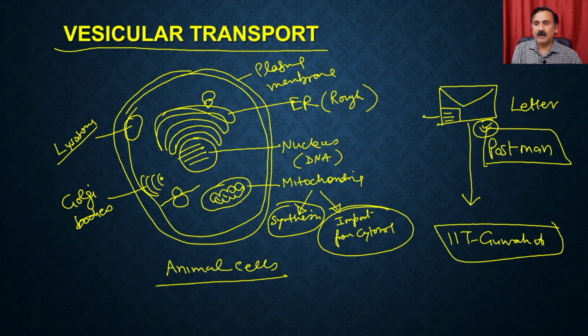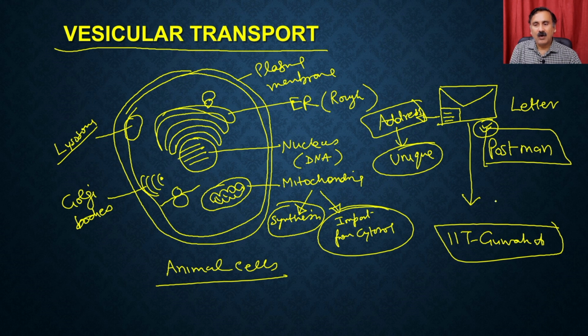And then you also require the address, right? So this address is going to be a unique address. If I want to send a packet to IIT Guwahati, or even to my laboratory, it is going to have a unique address pasted on this particular letter, and only then is this packet going to reach my laboratory. How do we achieve this in our daily life? By having a postman, and then having an address.